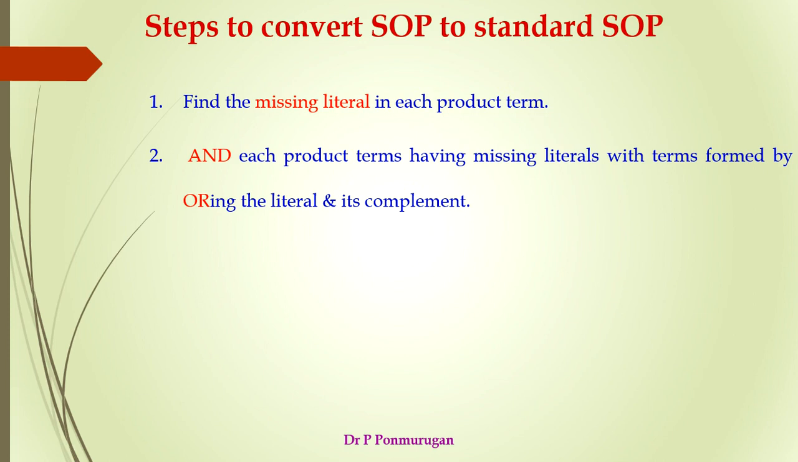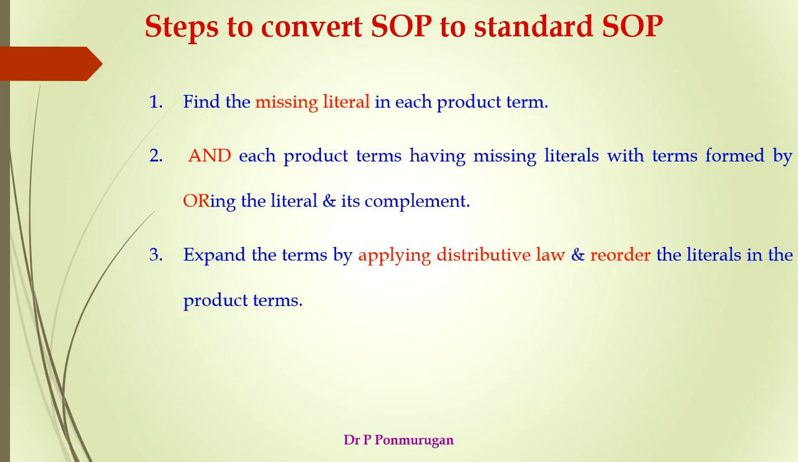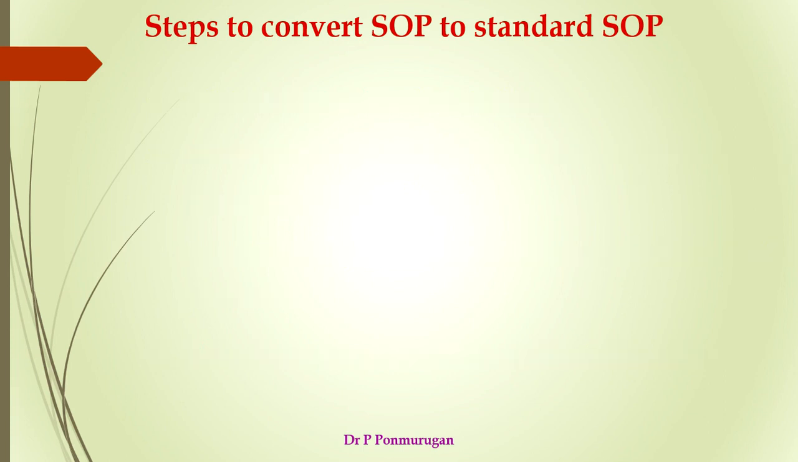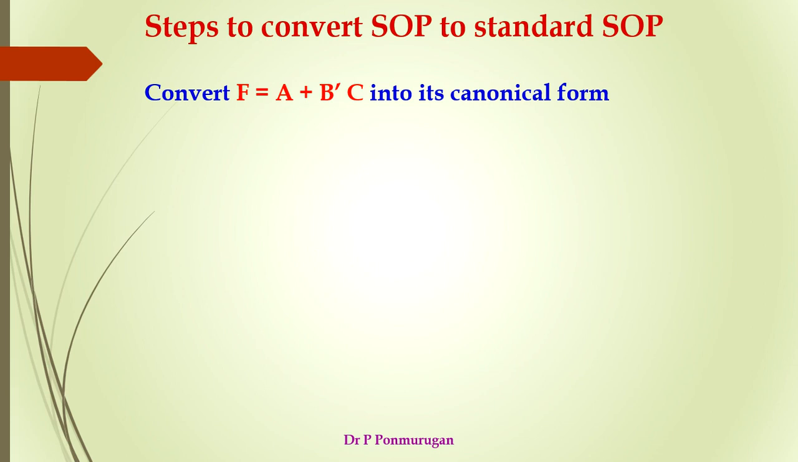complement. And the next step is to expand the terms by applying distributive law and reorder the literals in the product terms. And the last step is to reduce the expression by omitting repeated product terms, if there is any repeated term available. Let us see a problem for converting a SOP to its standard SOP form. Convert f equal to a plus b bar c into its canonical form.